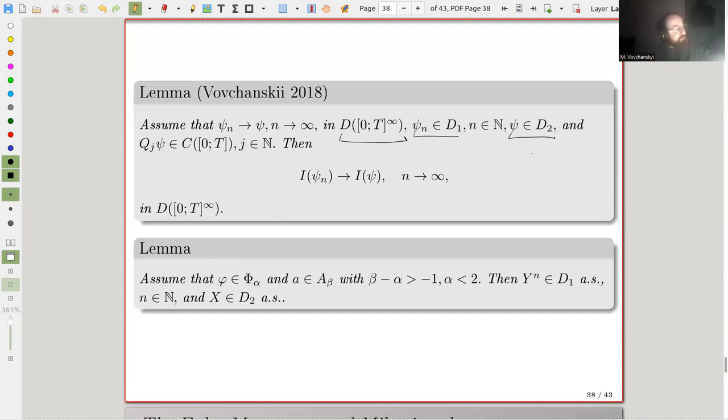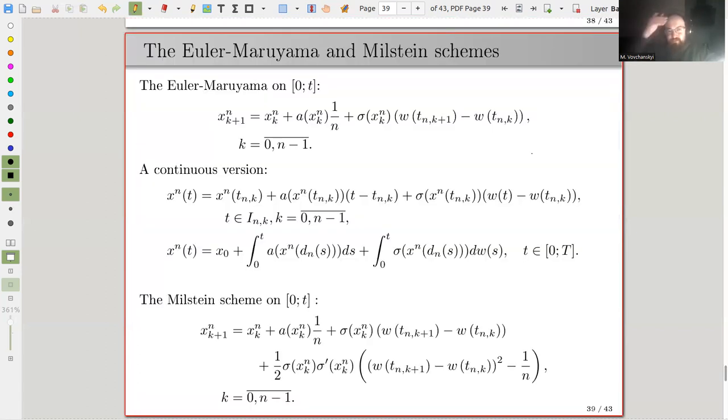And the last part that I wanted to talk a bit about is error expansions. So what do I mean by an error expansion? Let's recall very quickly what the Euler-Maruyama and the Milstein schemes are. So this is the Euler-Maruyama scheme for the SDE d xi t equals a of xi t dt plus sigma of xi t dWt.